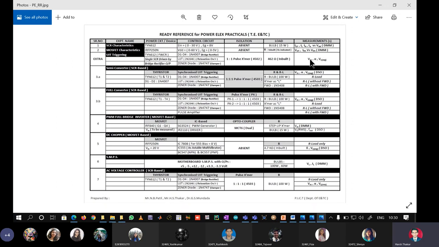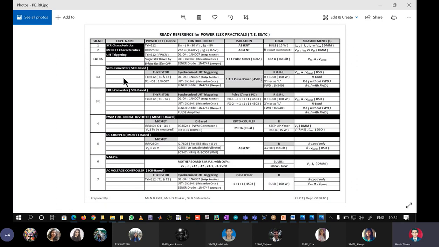In SCR characteristics, we are supposed to measure the gate threshold current IGT, latching current IL, holding current IH, and then plot a graph of the anode current versus the anode to cathode voltage VAK. In the MOSFET, we are not supposed to measure any currents, but we are supposed to measure the voltages, the gate threshold voltage VGT, because the MOSFET is a voltage controlled device.